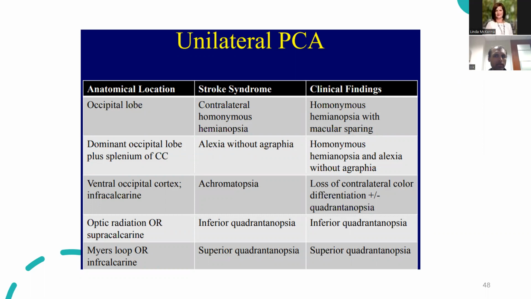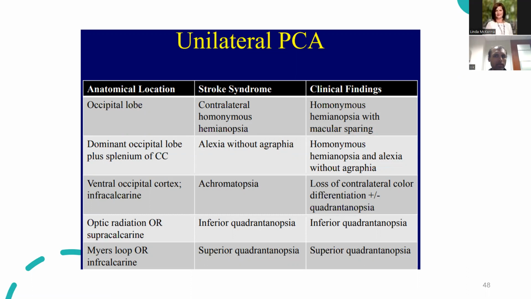In unilateral PCA strokes, there are 5 different types. One is primarily an occipital lobe. 2 is in the dominant occipital lobe, including the splenium. 3 is in the ventral occipital cortex, or the infracalcarine area. 4 is optic radiations, and then 5 is Meyer's loop. So if it's in the occipital lobe, then we know there's a contralateral homonymous hemianopsia. That's for sure.